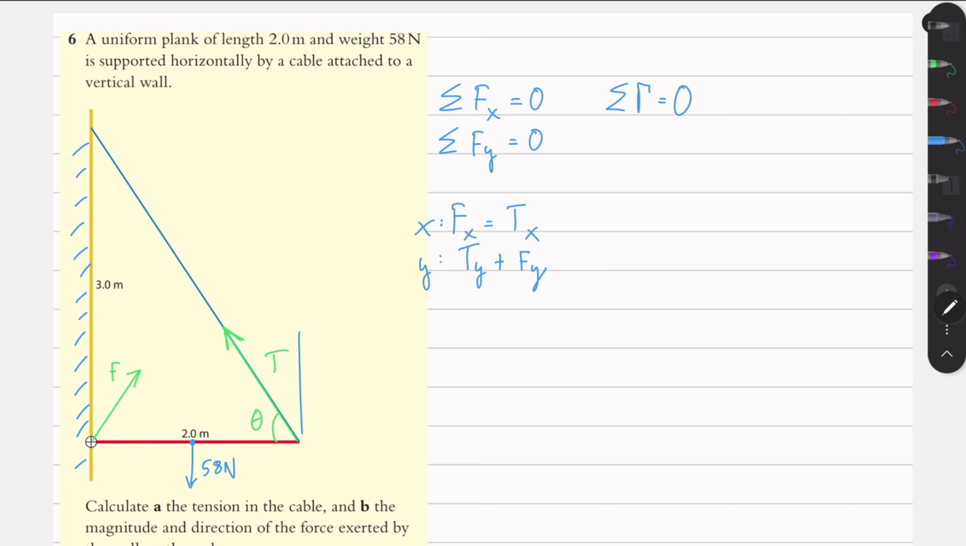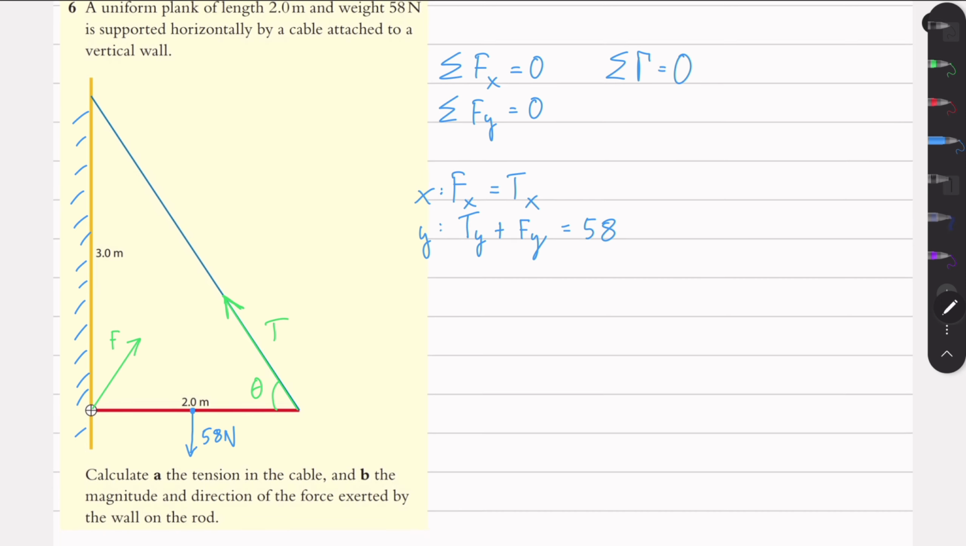So the y component here and here, they both point upwards, and we have this downwards force of 58 newtons. So we have these equations here. And then we can also write a rotational equilibrium equation.